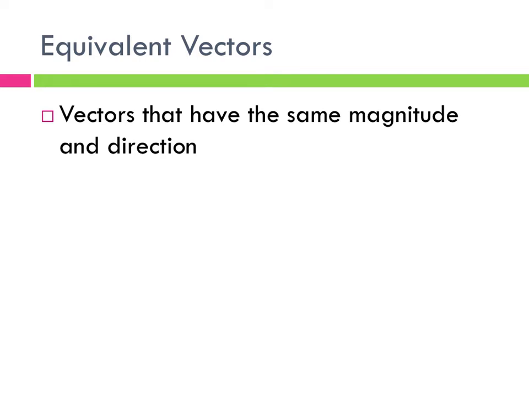Equivalent vectors are two vectors that have both the same magnitude and the same direction. So their magnitude and their component form have to be the same.